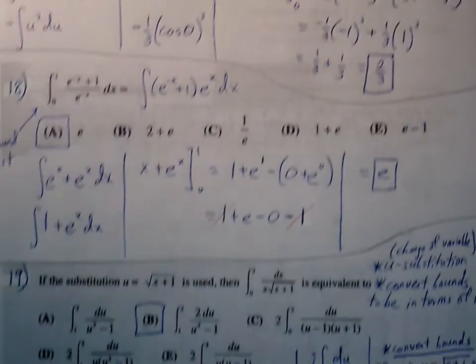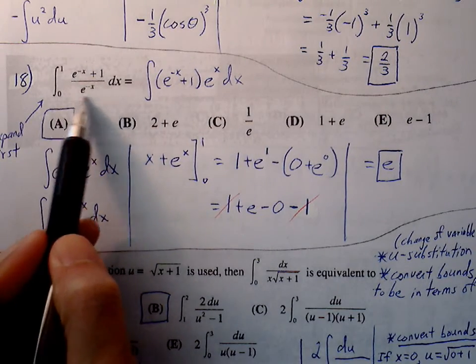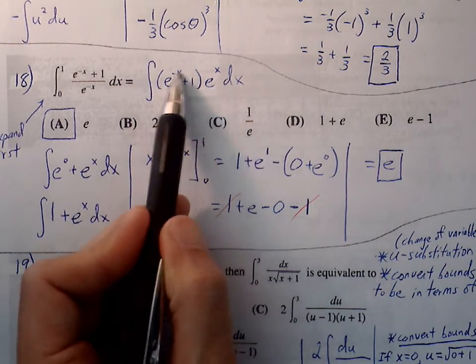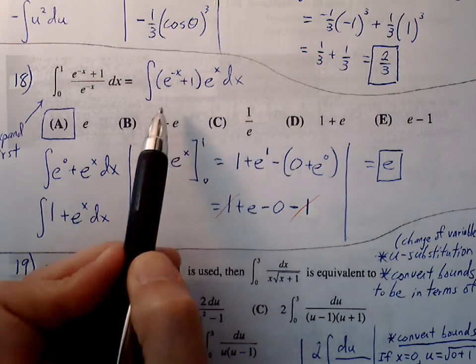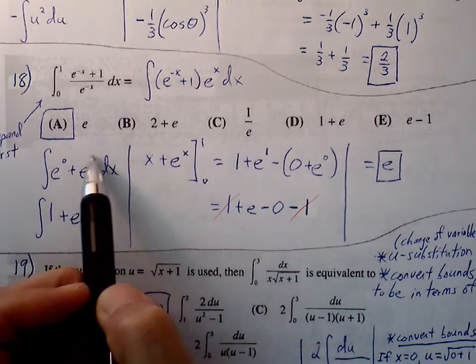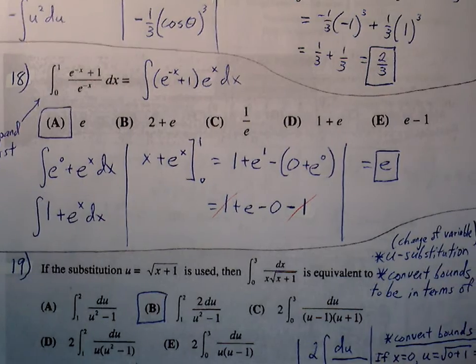All right, number 18. We see this is a problem where there's only one term in the denominator. I can move that up to the top. And if I distribute, expand, I can just treat them like separate problems. So negative x plus x will be 0. E to the 0 is 1. So we're left with the integral of 1 plus e to the x.